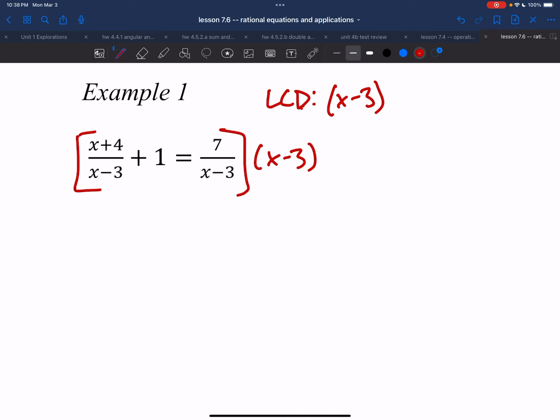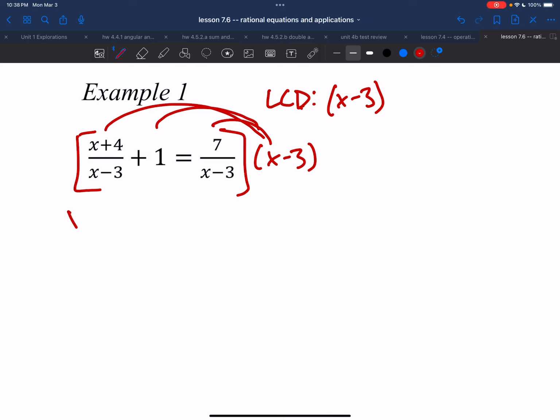Now, this is distributing to all three terms. This is important to remember because when you work with equations, as long as you do a math operation and it's the same operation on both sides, the equality remains true. So if you were to square both sides, multiply both sides, or add something to both sides, the equality will still remain true. And so I've got to make sure that x minus 3 distributes to everything.